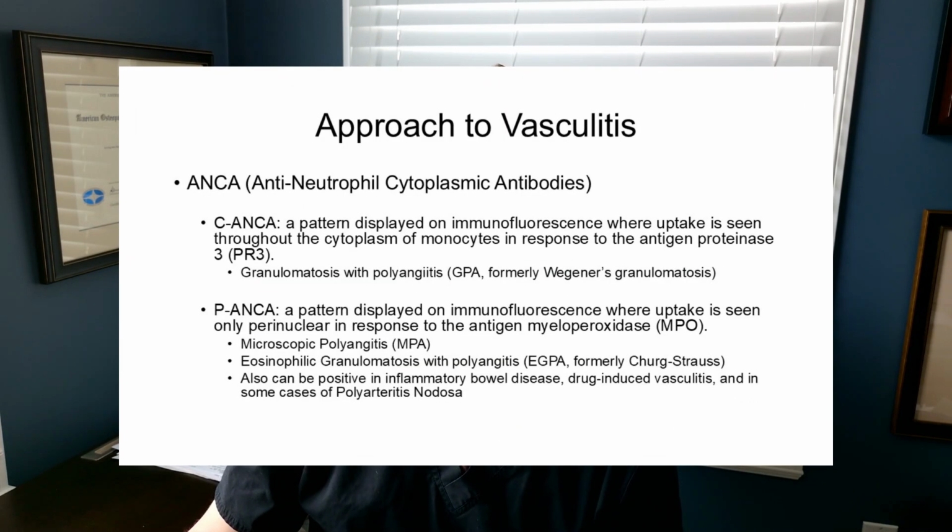C-ANCA refers to immunofluorescence where the uptake is seen throughout the cytoplasm of macrophages or monocytes. This would be associated with things like granulomatosis with polyangiitis. And then there's P-ANCA, where the pattern is seen perinuclear. This points to more microscopic polyangiitis or eosinophilic granulomatosis. It can also be positive in things like drug-induced vasculitis, polyarteritis nodosa sometimes has positive P-ANCAs, and then also inflammatory bowel disease, so things like ulcerative colitis and Crohn's.